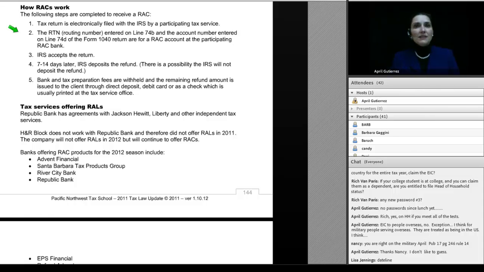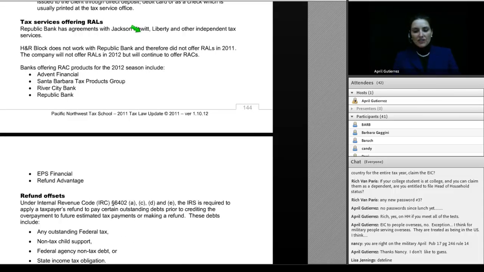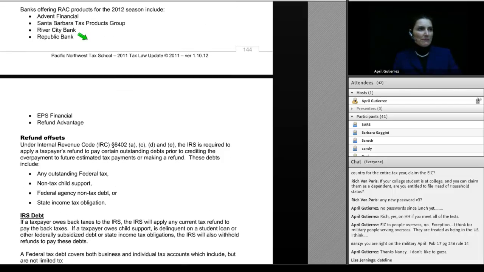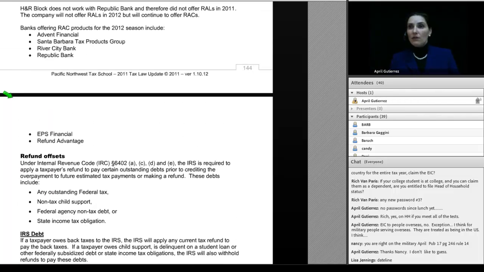RAC stands for Refund Anticipation Check. Now that check can be delivered in the form of a paper check. It can also ultimately be delivered through direct deposit. It's technically possible for a client to come in, you prepare their tax return, you electronically file it, their refund goes to the RAC bank, their fees are withheld, your preparation fees are withheld, and what's left goes directly to your client's bank account. That can happen, and it does all the time.